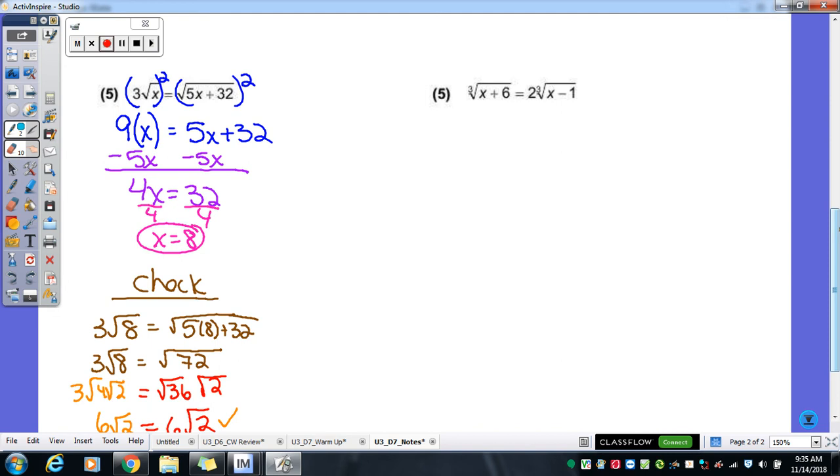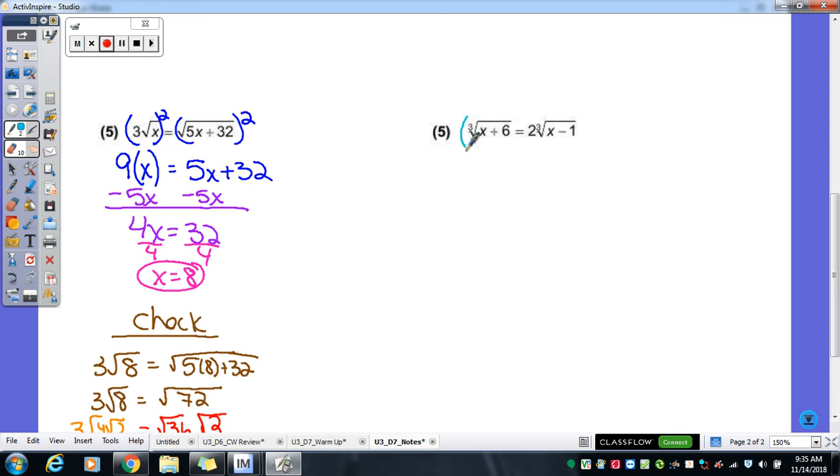So then our last one in our notes, number 5. Again, it's kind of like the last one. The radical over there on the right side has that 2 in front of it, but if we divide it, we're just going to get a fraction. It's going to make our life a lot worse. The radical on the left is completely isolated. So we'll just raise them to the cubed power, or the third power there, because they're cube roots this time.